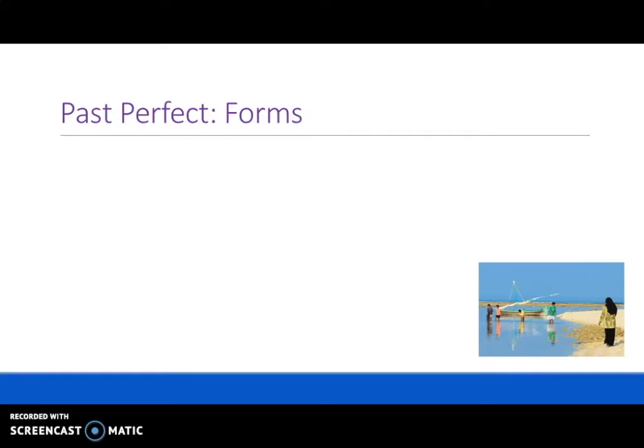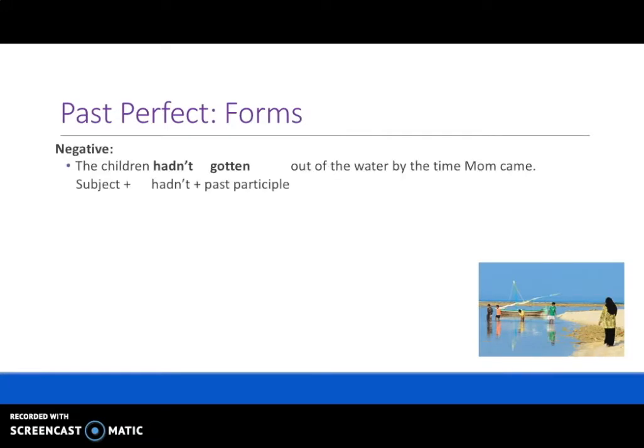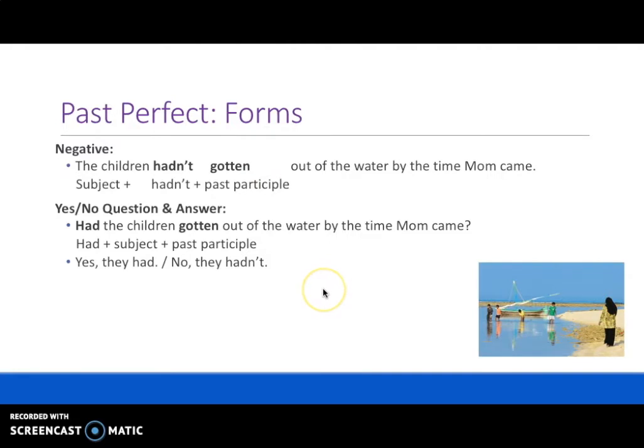These are the forms of the past perfect. Negative. The children hadn't gone out of the water by the time Mom came. We have the subject, the children, and then hadn't, and the past participle form of the verb, which is gotten. Yes or no, question and answer. Had the children gotten out of the water by the time Mom came? We have had, and then the subject, which is the children, and then the past participle, which is gotten. And short answers would be yes, they had, or no, they hadn't.